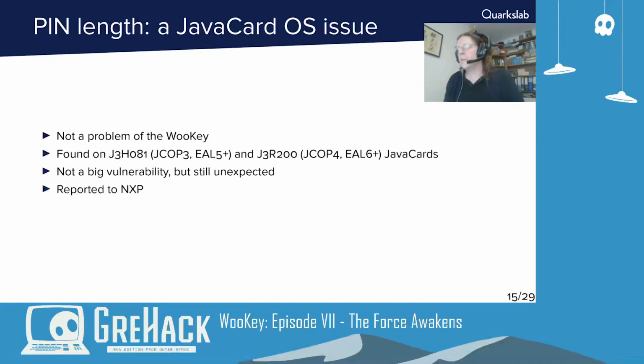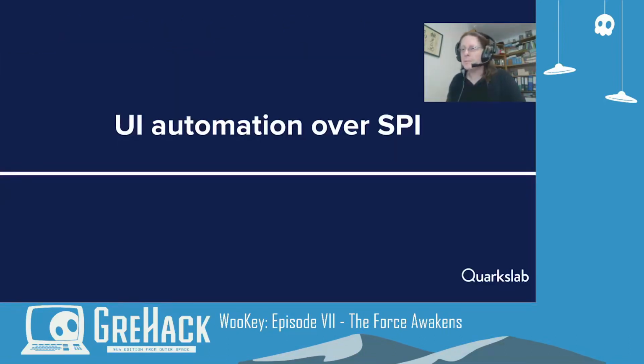Actually, it's not a bug in the WooKey applet itself, and it's really in the Java card OS of the card we tested, which were, by the way, our own cards, as we were using a modified version of the WooKey applet. And we found that bug in the GCOP3 and GCOP4 cards, which are quite highly certified. One is AL5+, the other one is an AL6+. Again, no panic. Typically, the number of pin attempts should be very limited in most applications, but still it's an information leak that shouldn't be really there. And it was reported to the vendor.